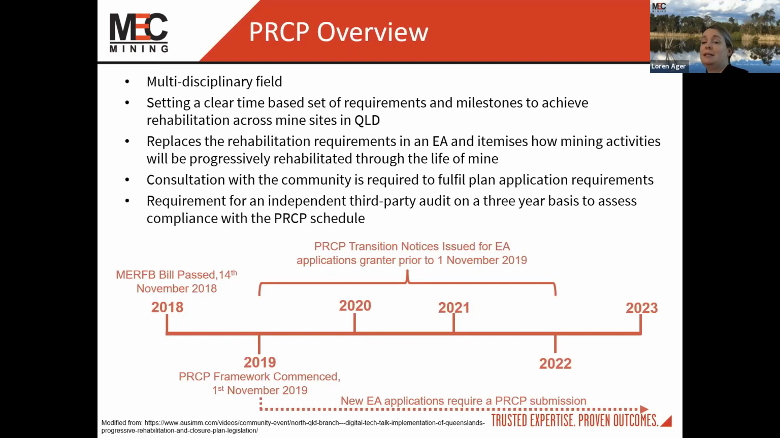Between 2019 and 2022, the 3-year period was a period of transition, where if you already held an EA agreement, then there would be a requirement to fulfill some of those requirements in the legislation under a new PRCP. So if some areas had already been agreed in your EA, those were respected and held to, as opposed to saying we also need to include some of these PRCP processes in there as well.